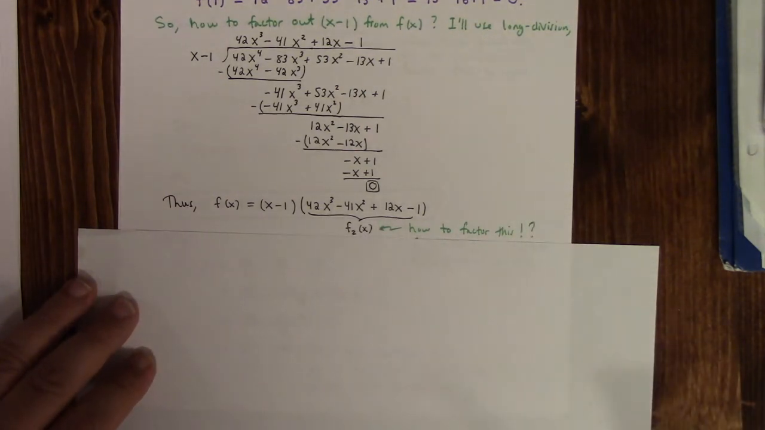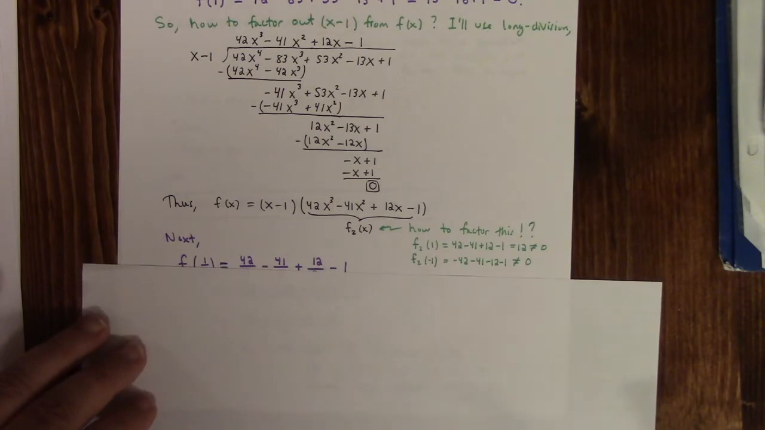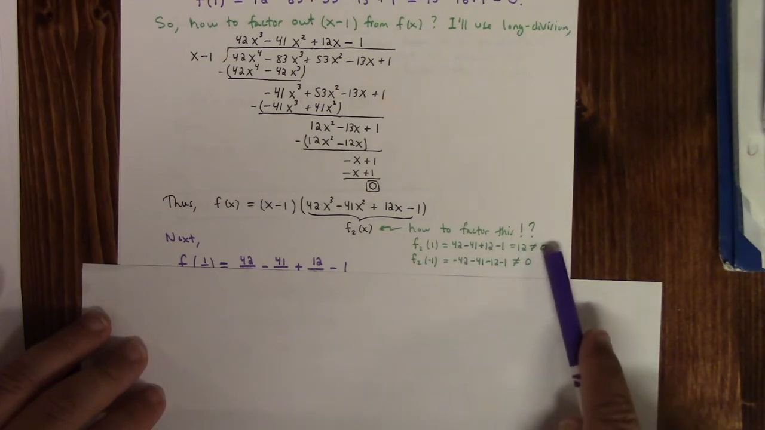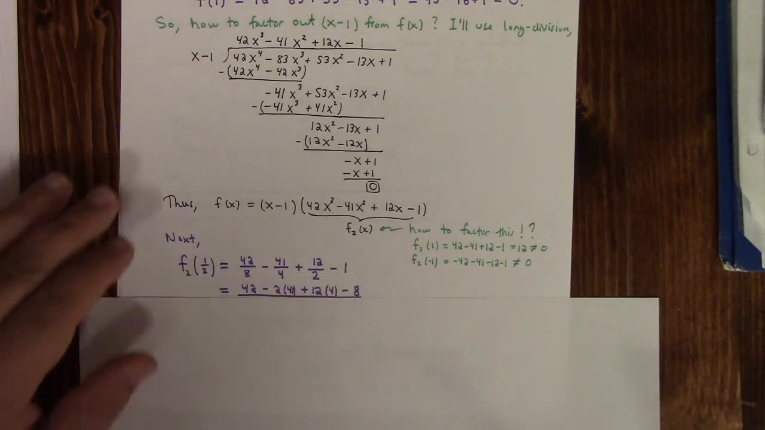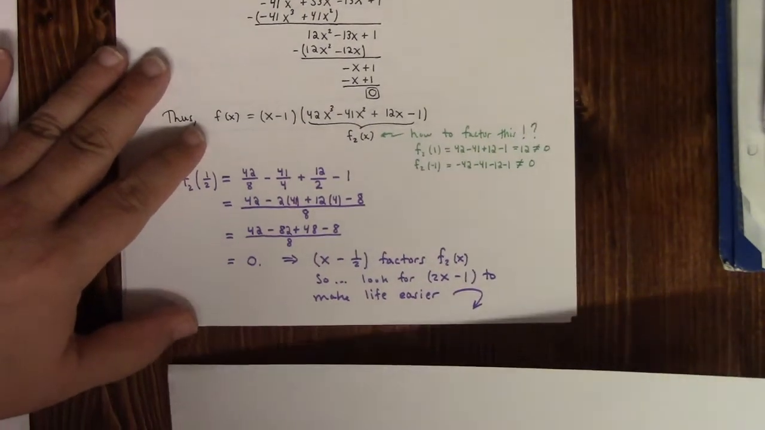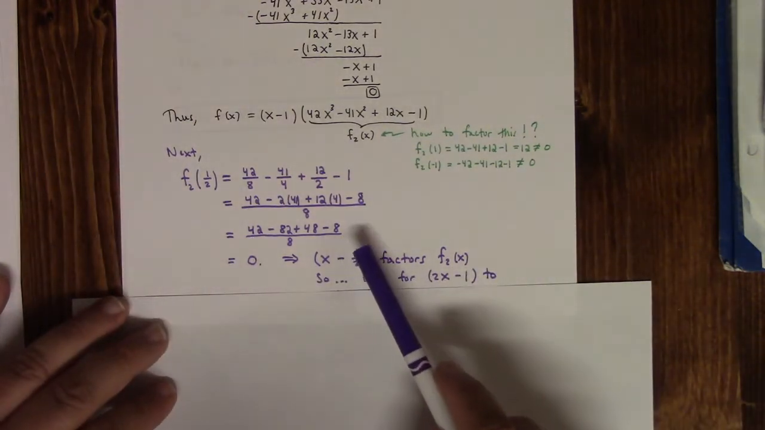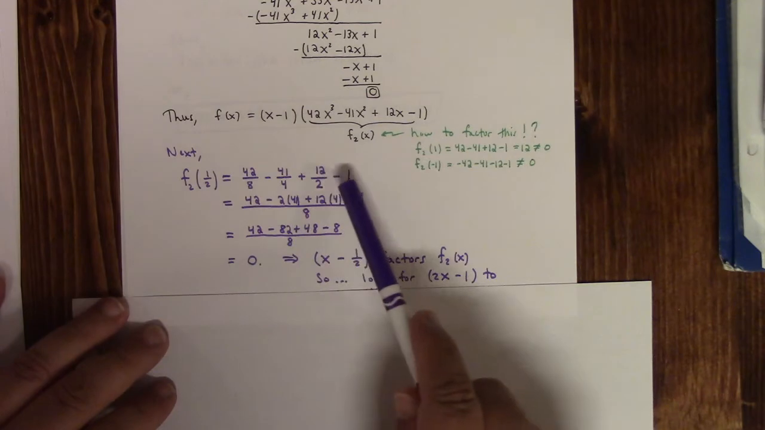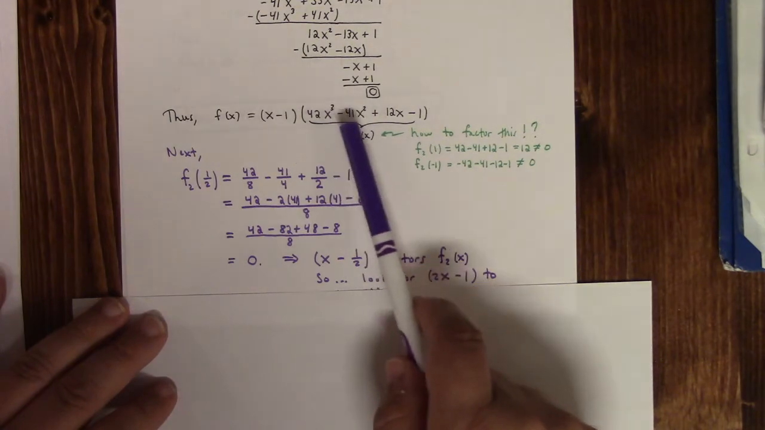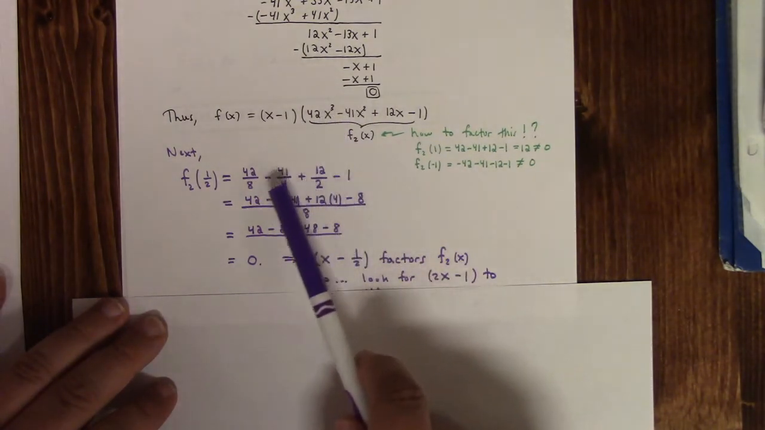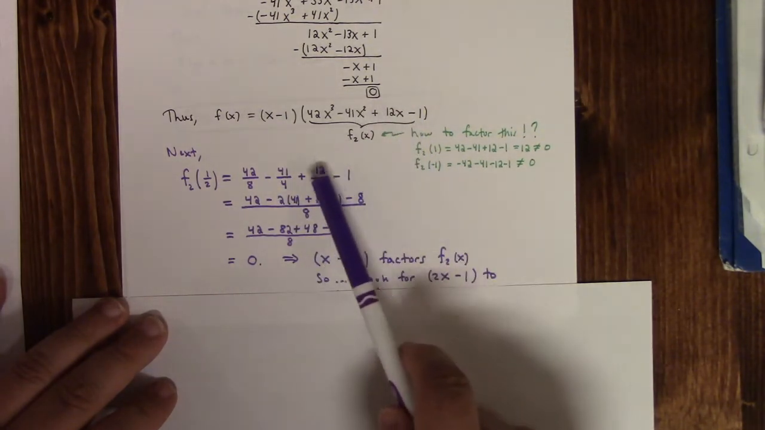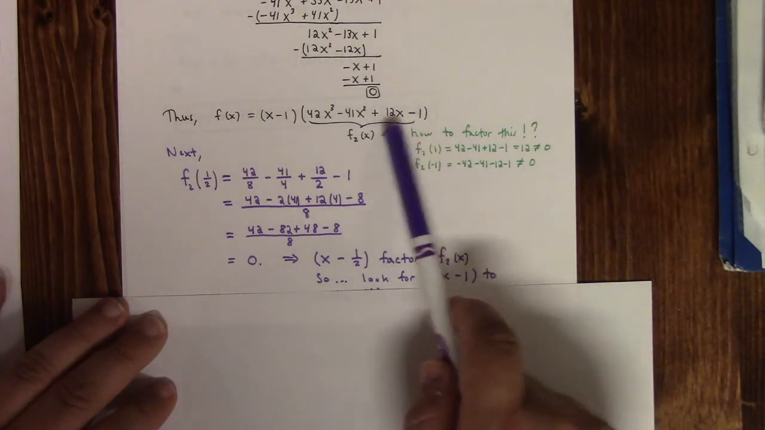How to factor this? Oh, more trouble. Notice that f2 of minus 1 and f2 of 1 are both non-zero, so that's no help. But fortunately, my good fortune, right? If I plug in 1/2 into f2, f2 of 1/2 gives me, by this arithmetic right here, 0. So that's 42 times 1/2 cubed, which is 42 over 8. 1/2 squared is 1/4, so that's 41 over 4. 12 times 1/2 is 12 over 2, and minus 1 is minus 1, so that's f2 of 1/2.